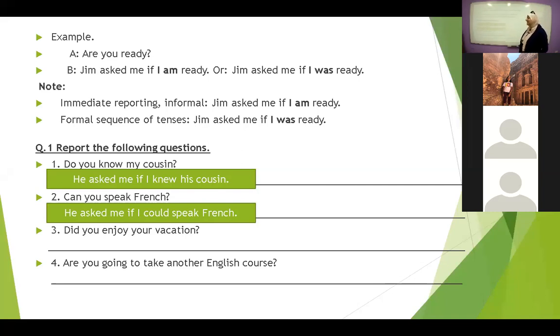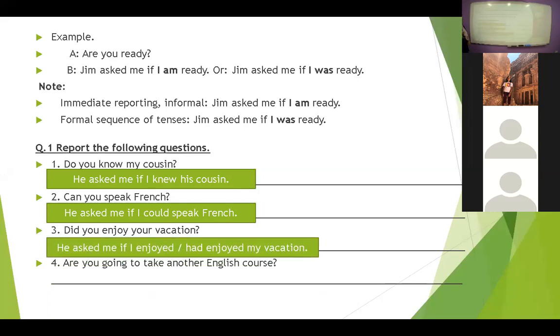Excellent. And there is another answer: if I had enjoyed, and you can keep it, if I enjoyed my vacation. Bravo, thank you. He asked me, or he wondered, or wanted to know. He asked me if I enjoyed or had enjoyed my vacation. Clear? If I enjoyed or had enjoyed my vacation.